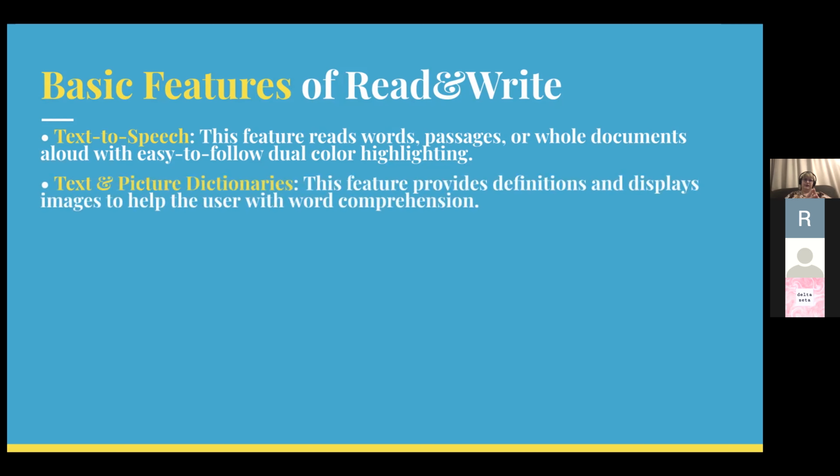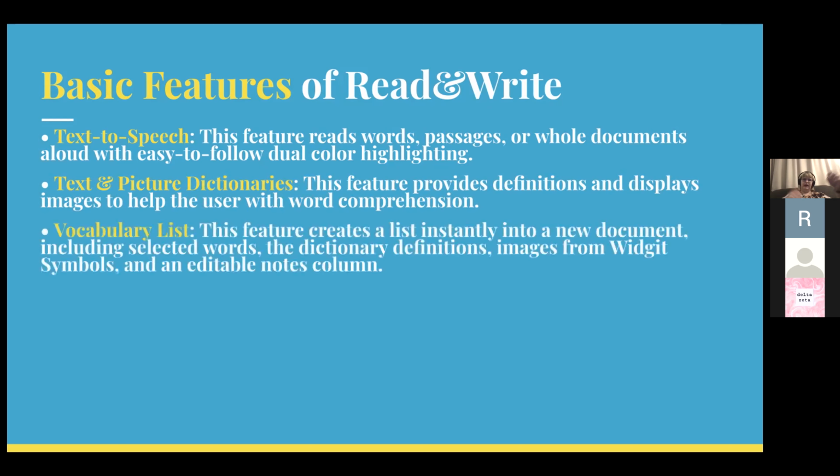The next feature is text and picture dictionaries, and so this feature basically provides definitions for highlighted words, and the picture dictionary aspect is really cool too, because it will give you an image that is based on the word that you highlighted. And this also helps with word comprehension and vocabulary. And then the next feature is vocabulary lists. So basically, this creates a list of words that you can put into another document, and it will automatically make a new document featuring that list.